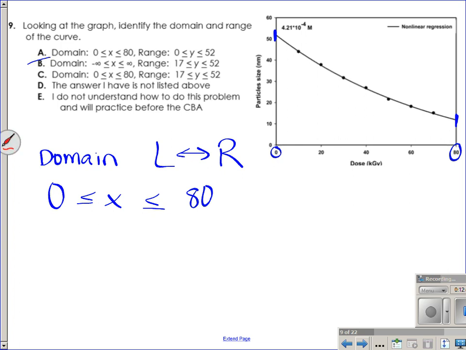Range then, remember, you look from the bottom to the top.